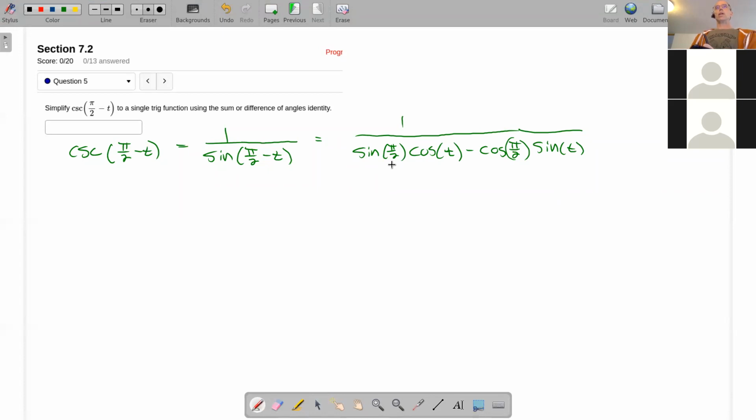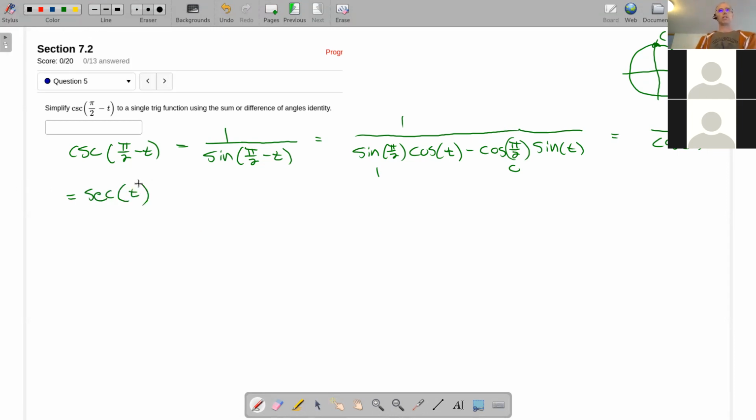All right, let's see, what do we got? Sine of pi over 2, so thinking about the unit circle, pi over 2 is up here, the y value is 1, sorry, the x value is 0. So sine is 1, cosine is 0, so this becomes 1 over 1 times cosine of t. And then this whole other term is 0, it's gone. And so that means we get here the secant of t.